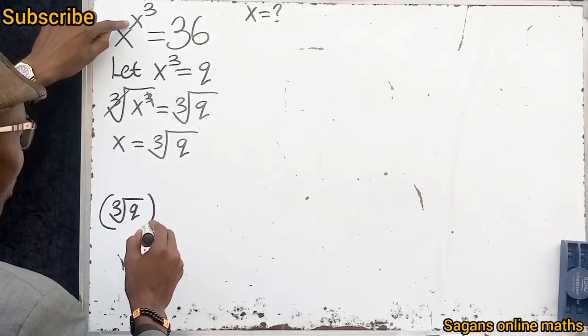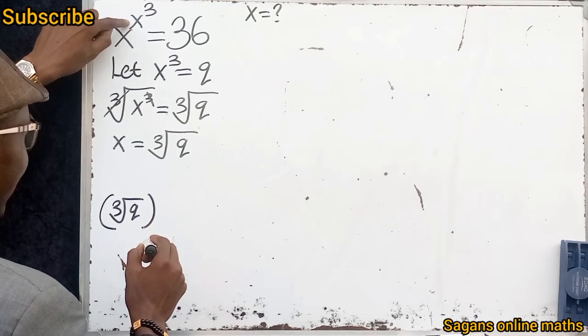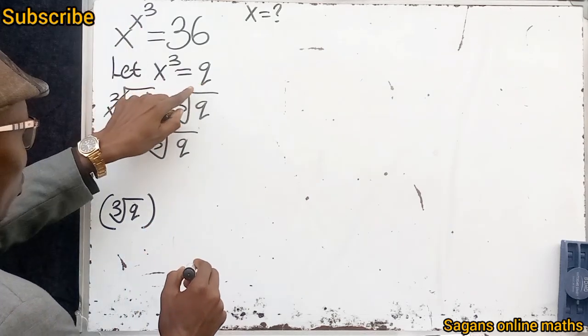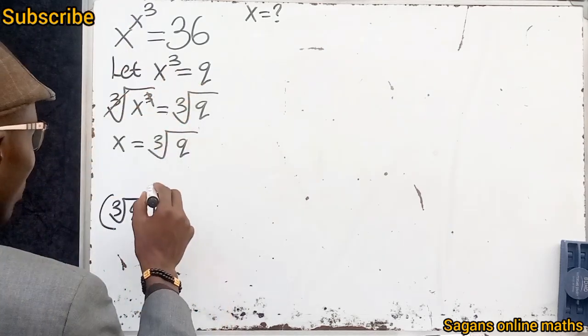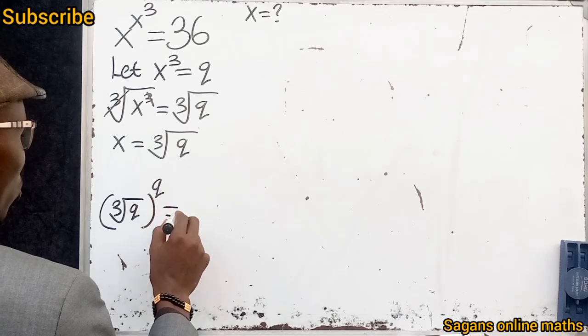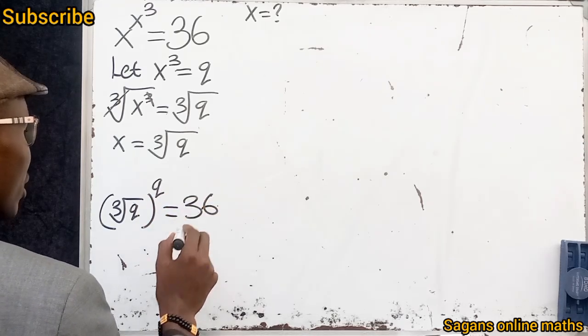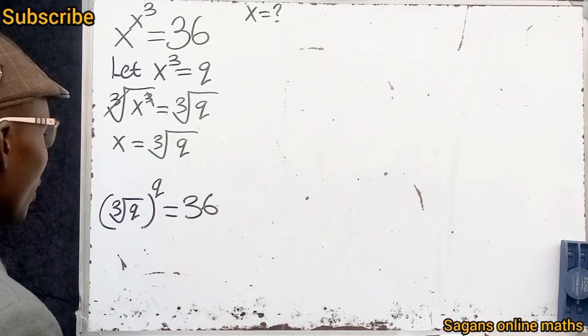Look at another x. You are seeing another x here. But remember that this x you are seeing here is just Q, because we said let s to the power of 3 equal Q. So here is just Q, equals to 36. Wow, this is amazing.